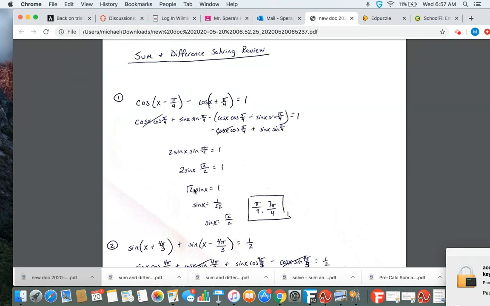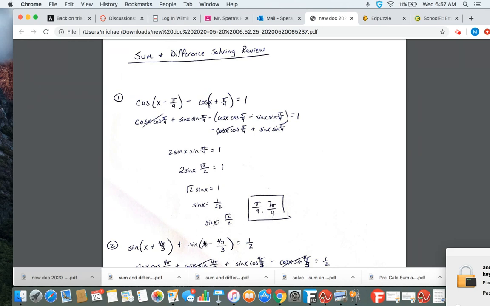The 2's cancel. It's root 2 sine x. You divide by root 2, but you have to rationalize. So you're asking yourself, which angles have a y value of root 2 over 2? I'm checking this now because this answer is not right. It should be y is positive. So it should be pi over 4, and it should be 3 pi over 4. I wrote 7 there, but it should be 3 pi over 4. Okay, so pi over 4, 3 pi over 4.